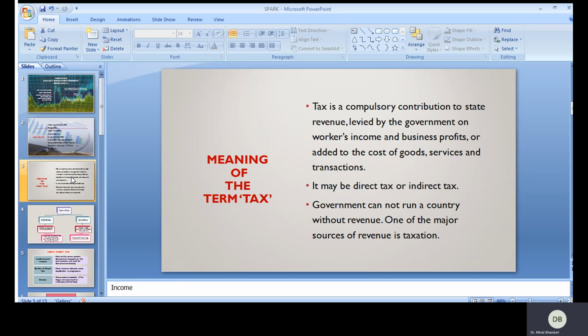So according to the definition, tax is a compulsory contribution to state revenue, levied by the government on workers' income and business profits, or added to the cost of goods, services, and transactions. It may be direct tax or indirect tax. Government cannot run a country without revenue, and one of the major sources of revenue is taxation.